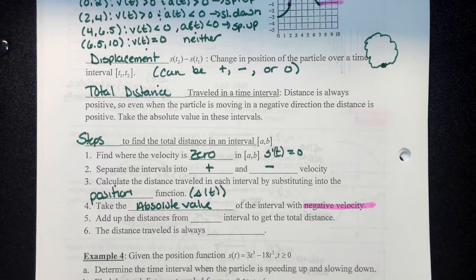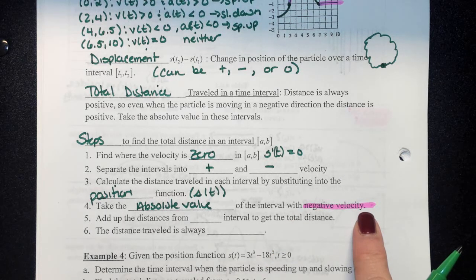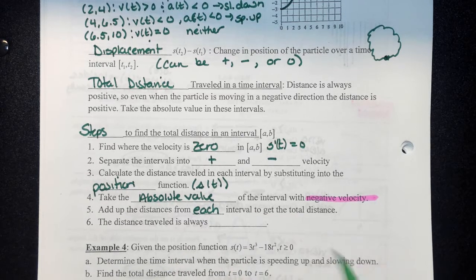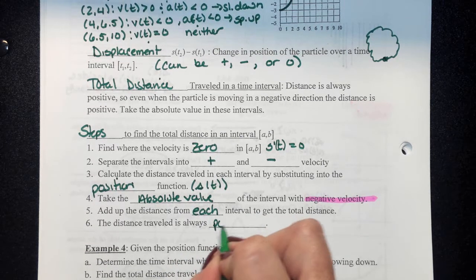So again, we know where s prime of t is equal to 0. We've done the number line test. So any of those intervals that have a negative velocity, we'll have to take the absolute value when we're trying to calculate total distance. Add up the distance from each interval to get the total distance. And remember, total distance traveled is always positive.